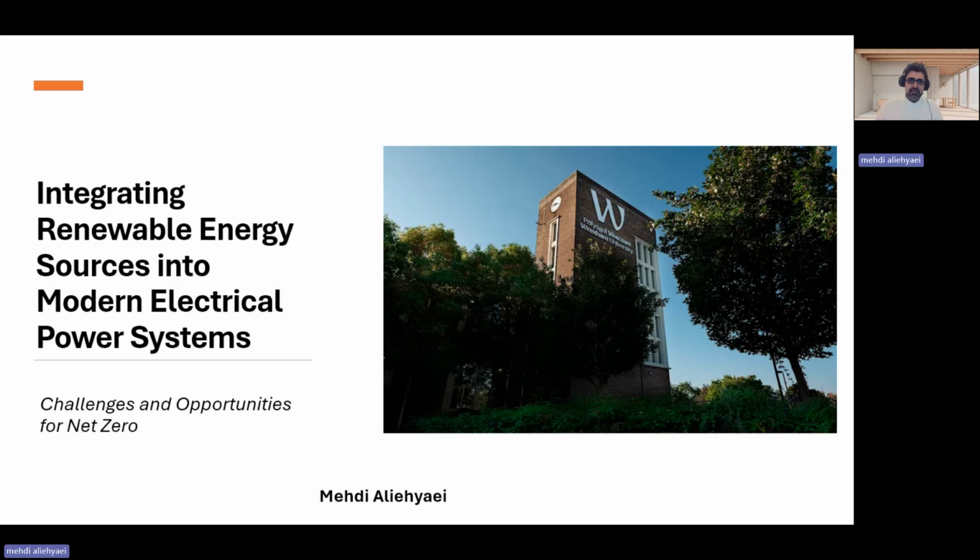Let's start another lecture about integrating renewable energy sources into modern electrical power systems, about the challenges and opportunities for net zero. The main focus of this presentation is the difference between H2 and battery energy storage, and their application when we want to meet the energy need with renewable energy sources.